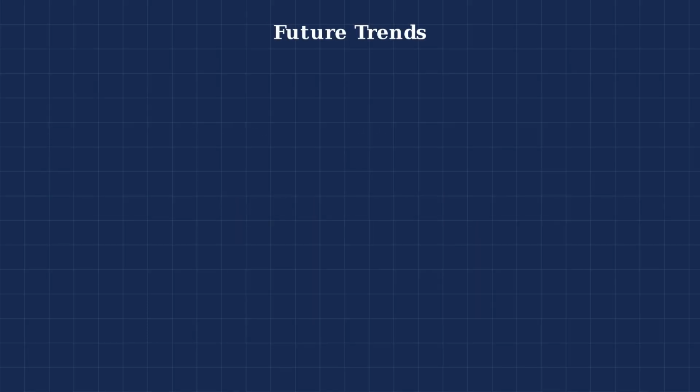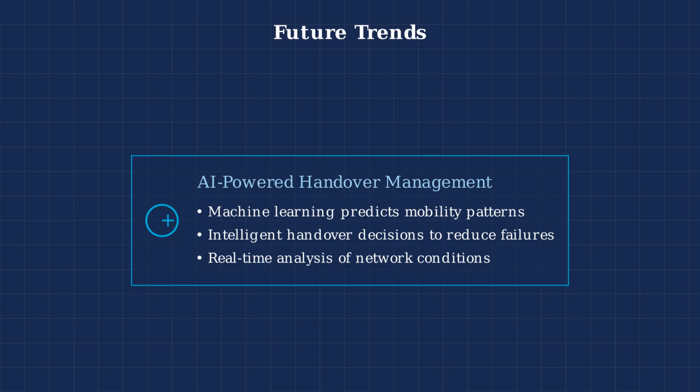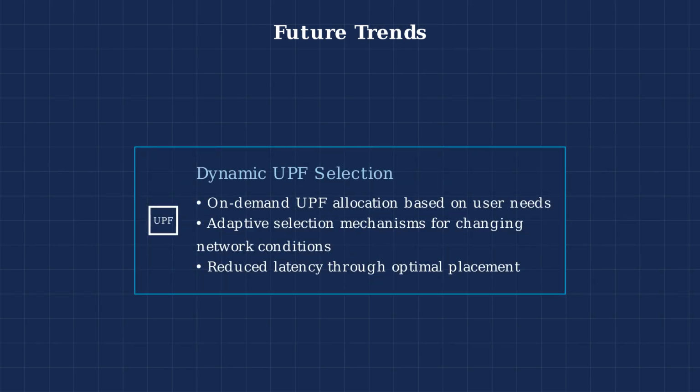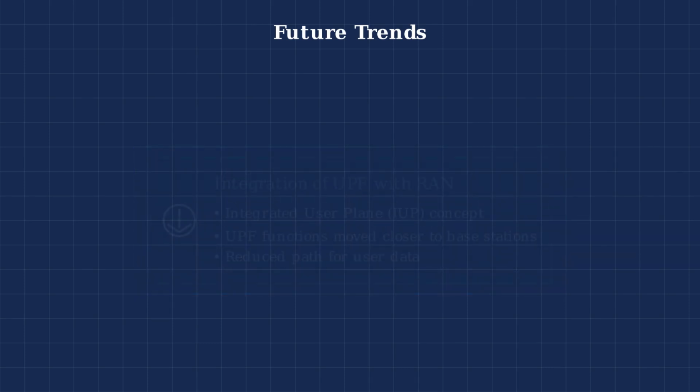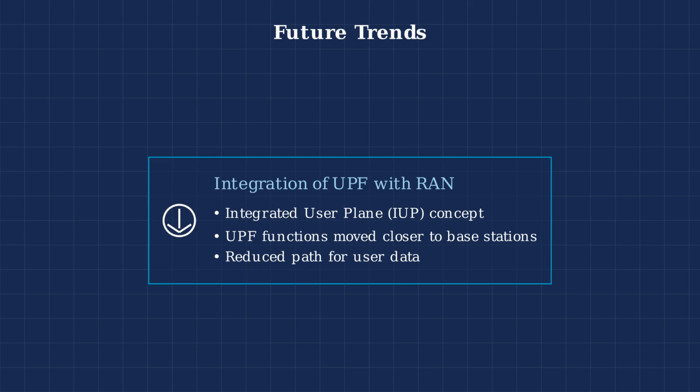Future trends in 5G are transforming handover procedures to be more efficient, dynamic, and intelligent. AI-powered handover management uses machine learning to predict mobility patterns and make intelligent decisions that reduce handover failures. Dynamic UPF selection enables on-demand allocation based on user needs and network conditions, optimizing latency through strategic placement. Integration of UPF with RAN brings user plane functions closer to base stations, reducing the data path length and improving performance.